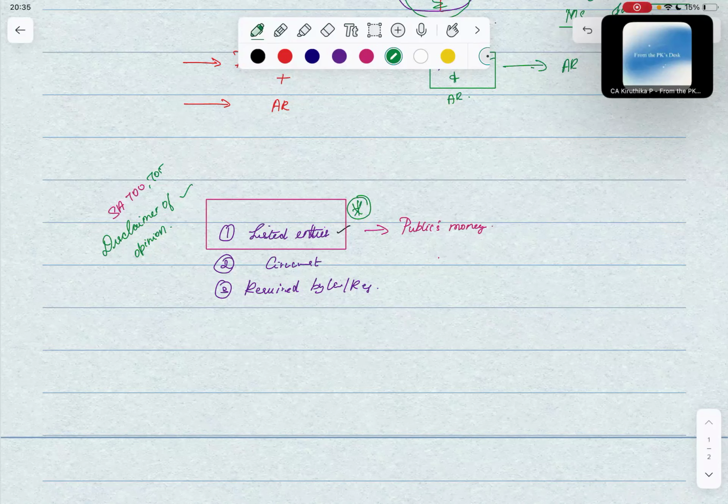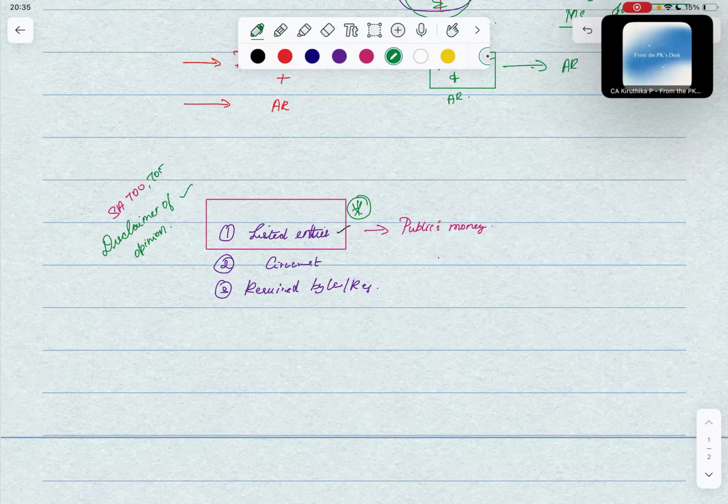And a very important thing is that for a disclaimer of opinion, we will never ever include key audit matters, because in a disclaimer of opinion we are not providing any opinion at all on whether the financials give a true and fair view, since we were not able to perform the audit due to insufficient information, right? So we can't say that these are the matters that were most significant in our audit, which makes it contradictory, and hence we will not include key audit matters in a disclaimer of opinion.